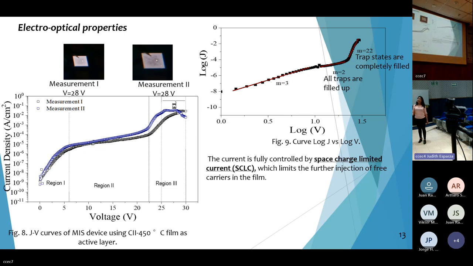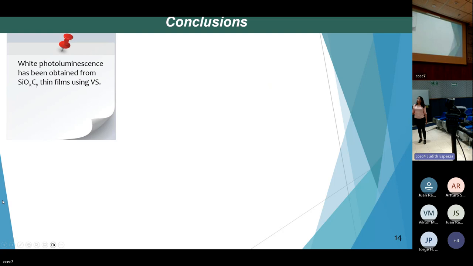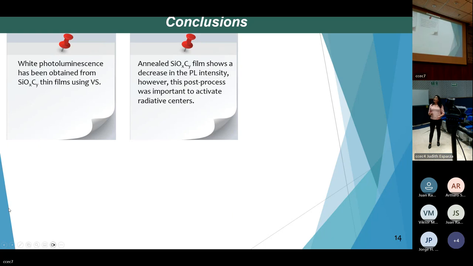Conclusion. Well, it was possible to obtain white photoluminescence from silicon oxycarbide using an organic precursor, in this case, silane. The thermal annealing decreased the photoluminescence. However, it was very important to activate radiative centers that contribute to electroluminescence of the device.